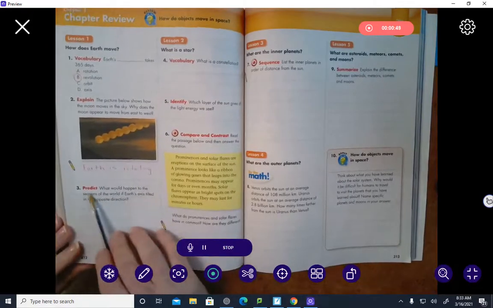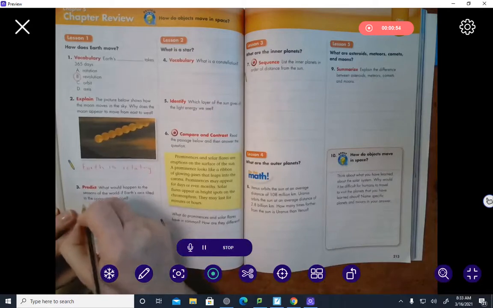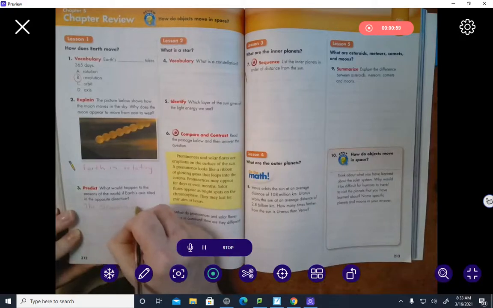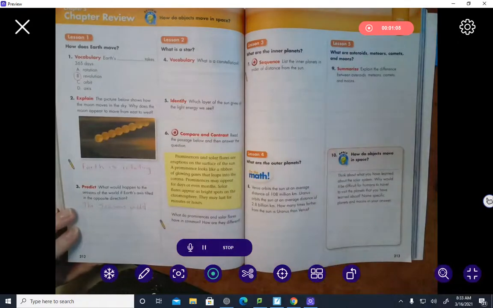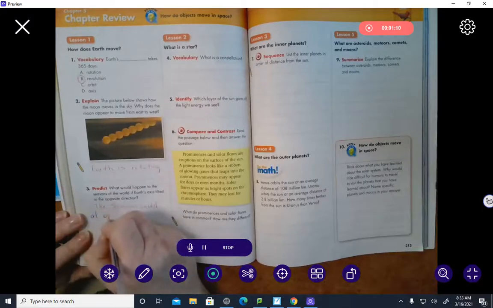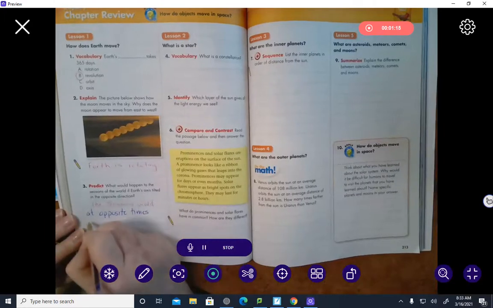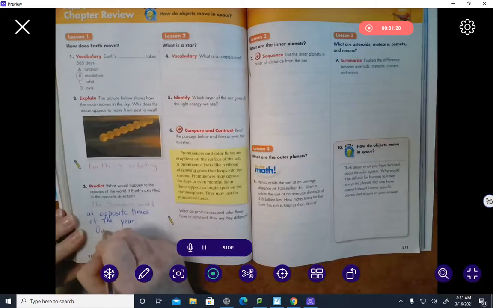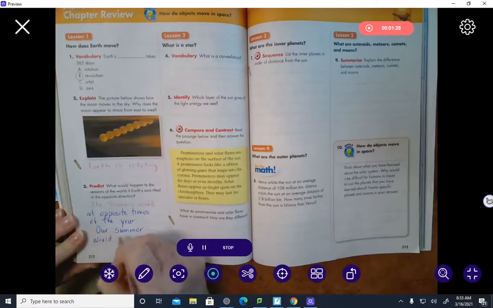Predict what would happen to the seasons of the world if the axis tilted in the opposite direction. The seasons would happen at opposite times of the year. Like our summer would be in December.